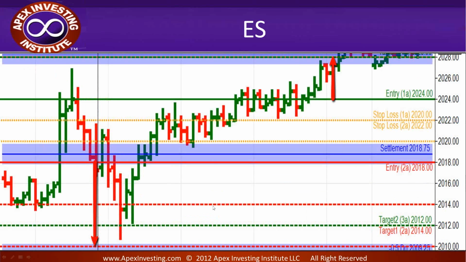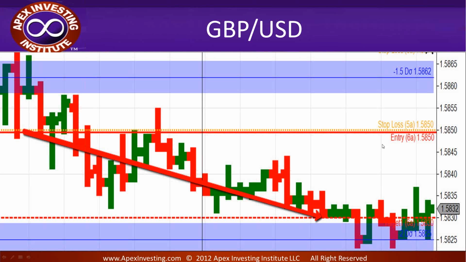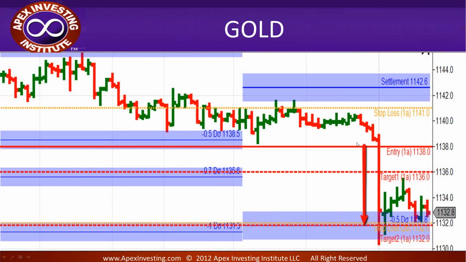We got the S&P moving down to a target. I'm going to go down through this. I'm going to slow it down for you in a second. We got an entry 6A. We're going to target 6A. We got gold entry 1A. It's going down to target 1A. Right down here 1132. That's $600 on that single trade.